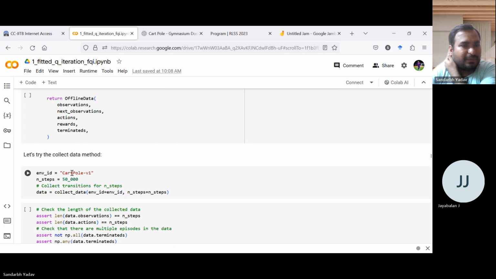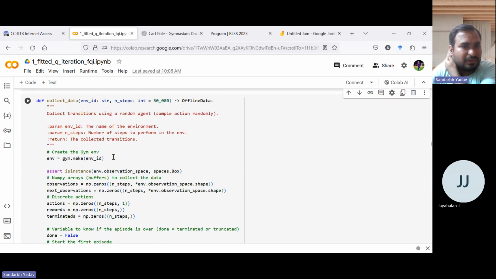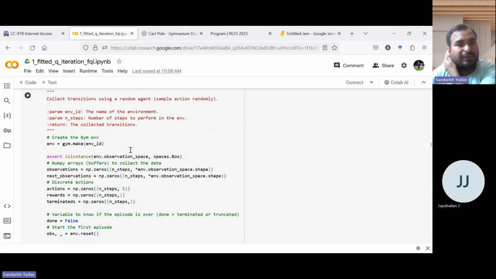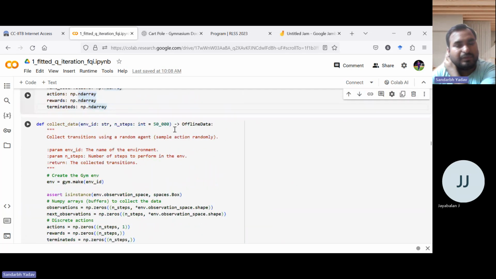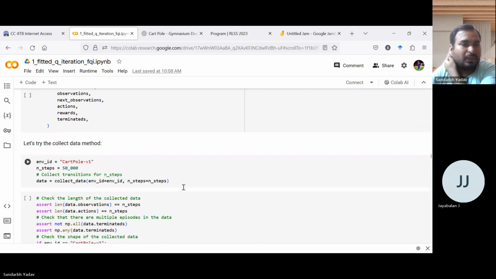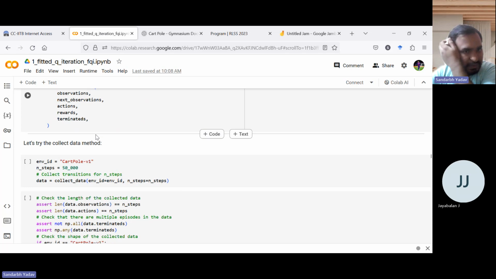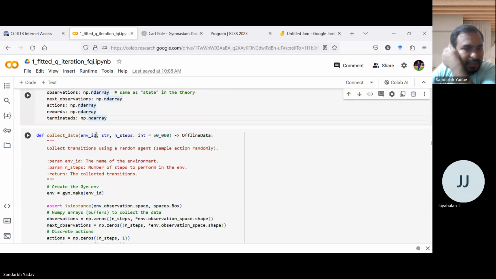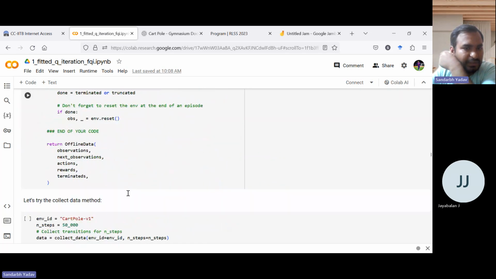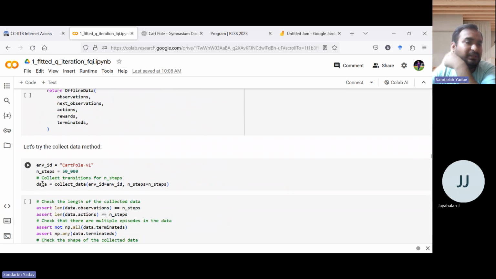Remember this function takes two inputs, environment ID and the number of steps. Here 50,000 was the default number of steps; if you don't pass anything, it will take 50,000. So here the number of steps is 50,000, the environment ID is the CartPole version 1 environment, and now we are actually calling the collect data function. This will return us the offline data, which we are storing in this variable data. So we have collected the data.